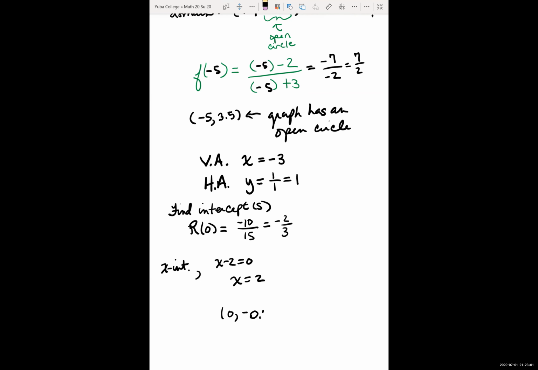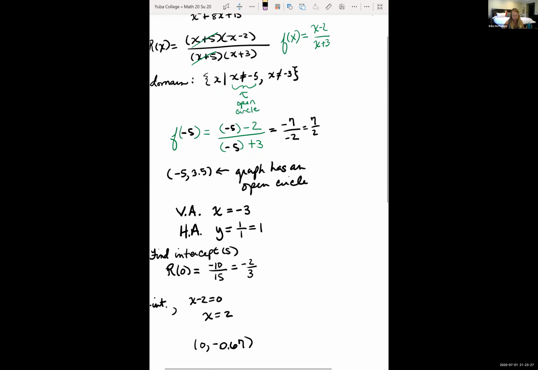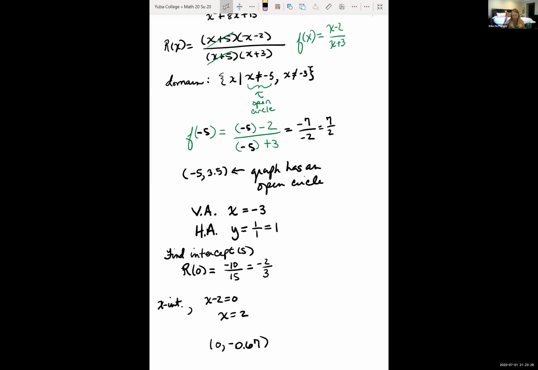How did you get -10 over 15? Plugging in 0 for x, if you have 0 squared plus 3 times 0 minus 10, you're only left with a constant in the numerator, negative 10. Oh, okay. Yeah, so for the whole value of r of x, plugging in 0 for x, it simplifies down to negative 2/3.